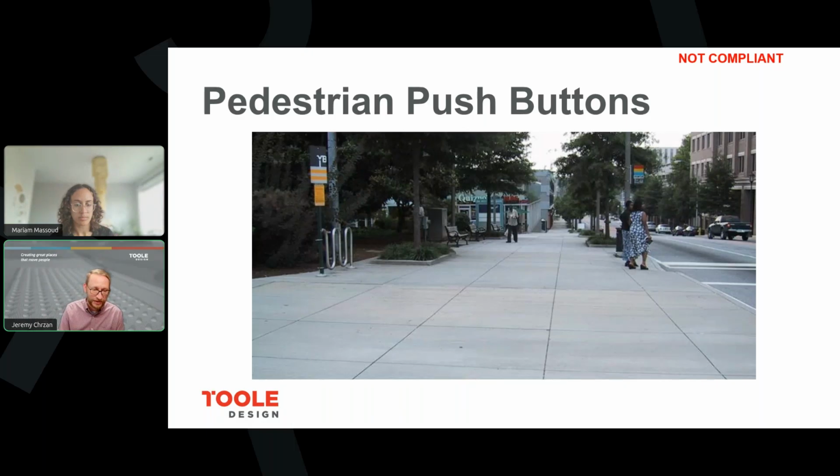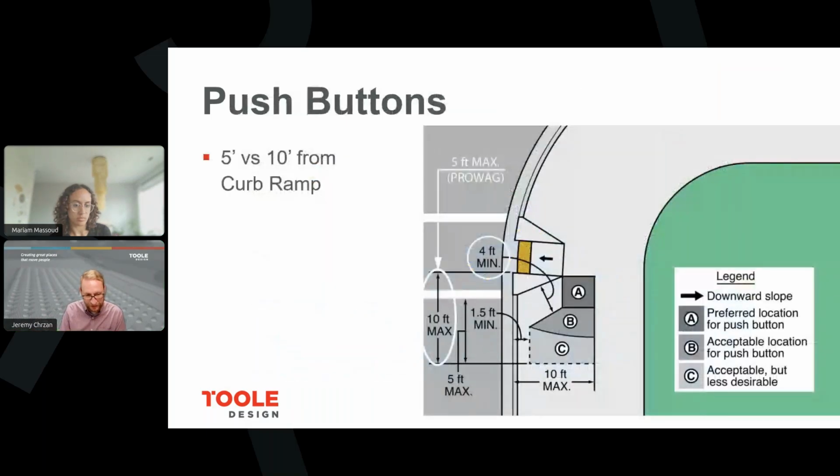I also see situations like this where the push button is there, but if I were a person with a vision disability, I'm probably not going to find it. It's back there on that pole, and so even if I did find it, it would complicate my ability to cross the street if I'm a person with a vision disability, because I have to find it and then cross from that location at the back of the sidewalk all the way to the crossing location. And so that's why PROWAG is very explicit about the placement of push button locations.